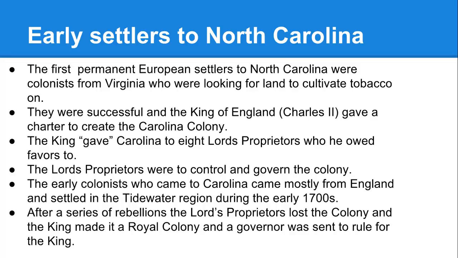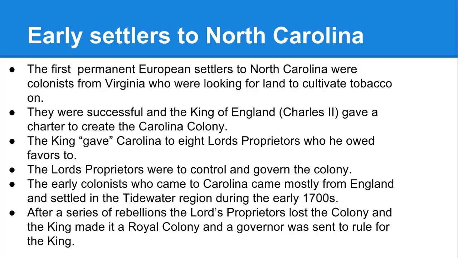Early colonists who came to the Carolinas came mostly from England, and they settled mostly in the Tidewater region during the 1700s. Most of the colonists early on stayed very close to the ocean, within 100 miles or so. It made trading back with England and other countries in Europe much easier, and the farther west you went, the stronger control that Native Americans had over the land. So there was less fighting over land closer to the East Coast, closer to the ocean.